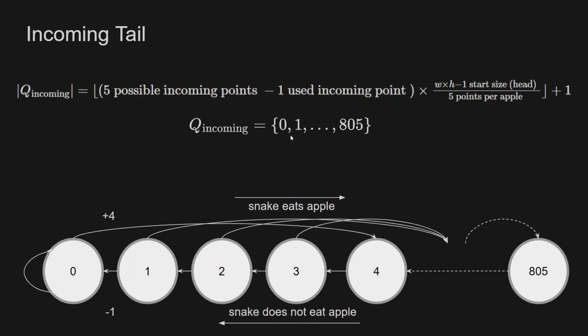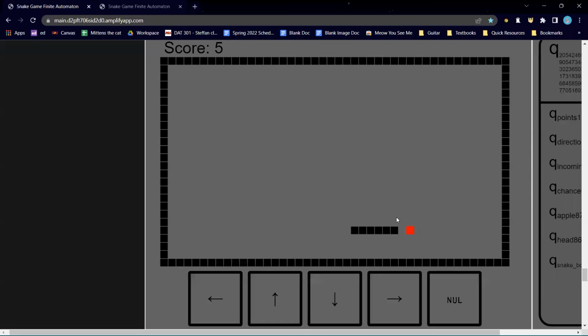There's a state which I call incoming tail, which represents the number of pixels that the snake has to grow by after eating an apple. So right now the snake won't grow at all, so it has an incoming tail of 0. But after it eats the apple, it will grow by 5. So right now it has an incoming tail of 4, 3, 2, 1, and now 0.